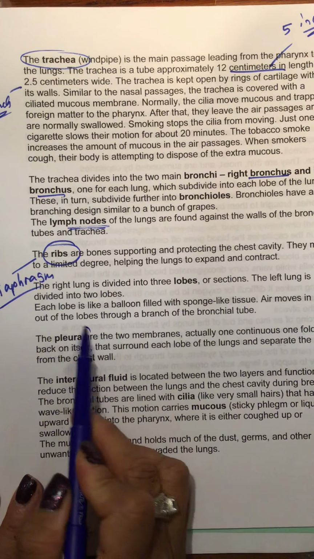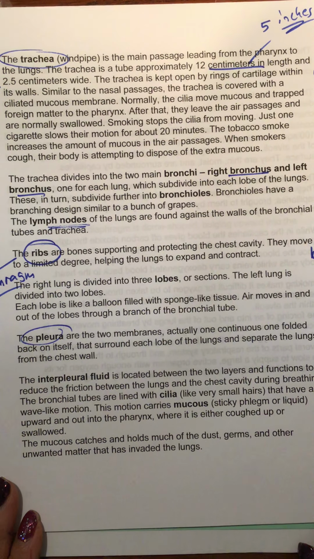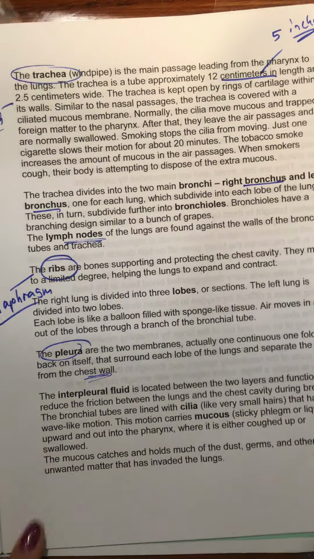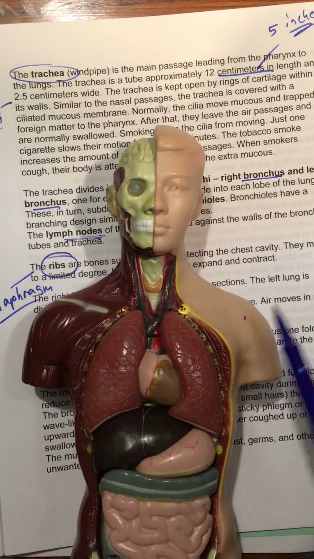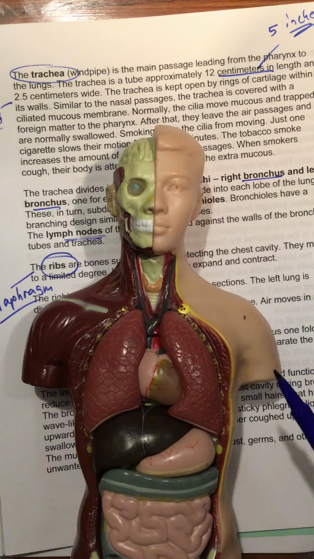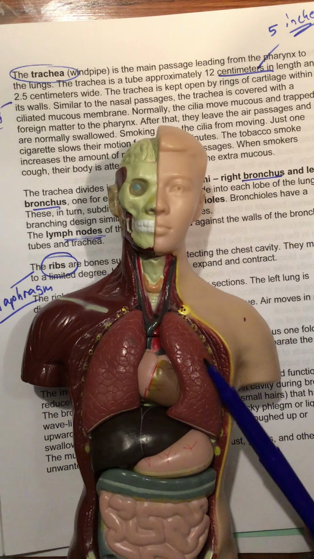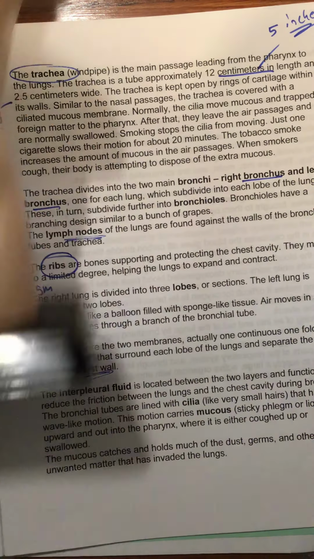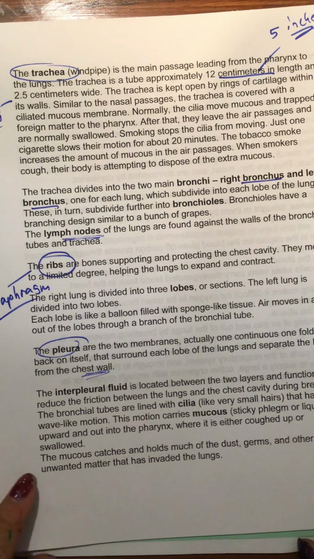Okay, we talked about the pleura. The pleura are the two membranes that separate the lungs from the chest wall. So that way, when you are breathing, the lungs don't rub against the rib cage, and that would be disastrous if that happens, and you'll puncture your lungs every time you take a breath. So the pleura is a protection from getting your lungs damaged as you breathe in and out.